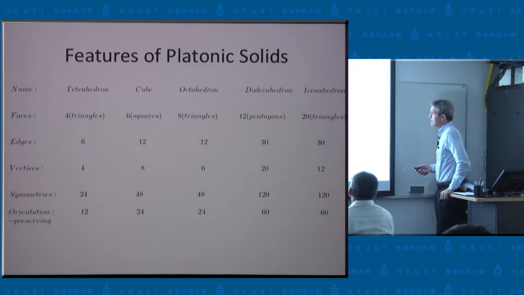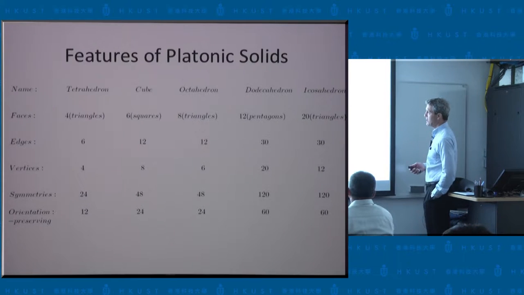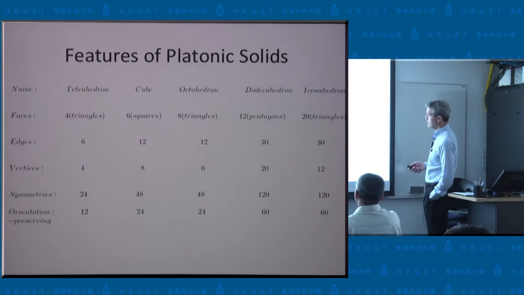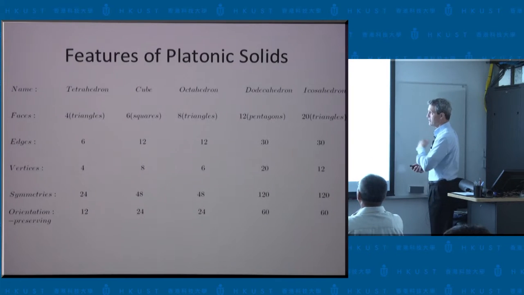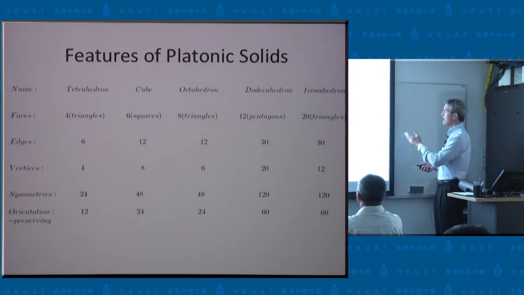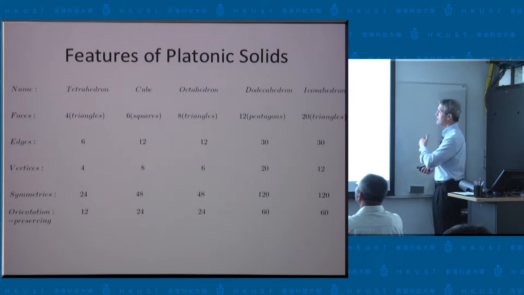And so we have similar facts for each of the platonic solids. A cube has six squares, 12 edges and eight vertices. And the octahedron has eight faces, 12 edges and six vertices. And they both have 48 symmetries, of which 24 are orientation preserving. And then the dodecahedron and the icosahedron are the most complicated ones. Each has 30 edges, one has 12 faces, the other has 12 vertices, and they have 120 symmetries.